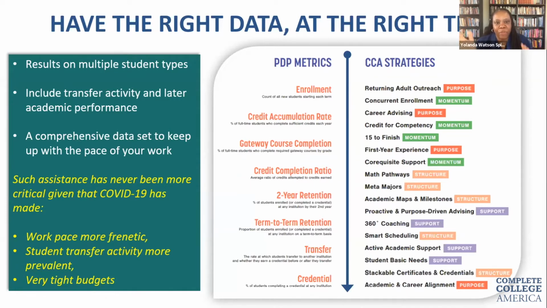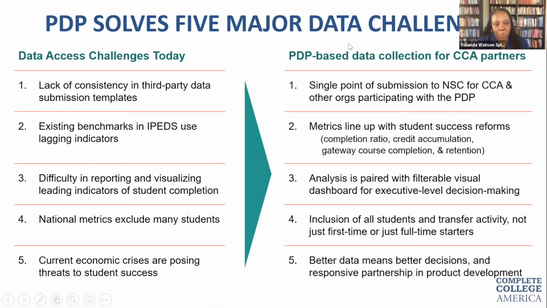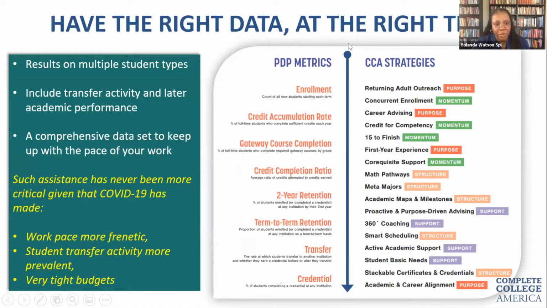And so all of these things we've overlaid for you, and we show you how, in partnership with CCA and NSC and others, how you can have results on multiple student types through PDP data. You can also have information about transfer activity, but you also have a comprehensive data set to keep up with the pace of your work. As we know, the pace has actually accelerated because of the pandemic, students not being on campus, having more students in some cases coming in, sometimes a drop in enrollment, and trying to figure out how you can ramp that up. You're going to need real-time data at the right time in order to make immediate decisions. And so we believe that's very important. Thank you. Next slide, please.